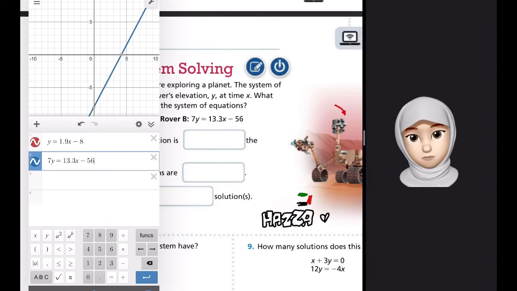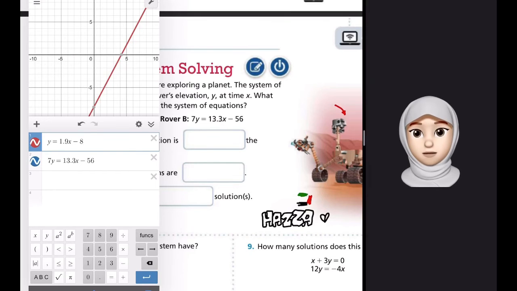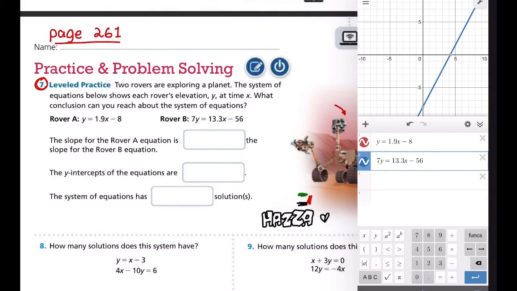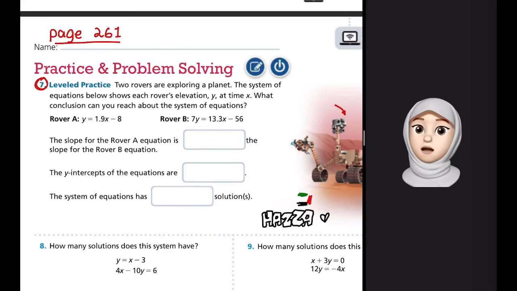If we graph the first equation, which is y equals 1.9x minus 8, and the second one, which is 7y equals 13.3x minus 56, I'll find that they make exactly one line. They are exactly above each other. So basically, it's infinitely many solutions.